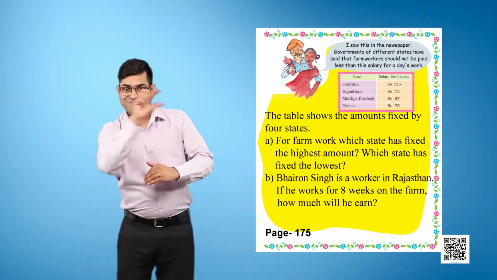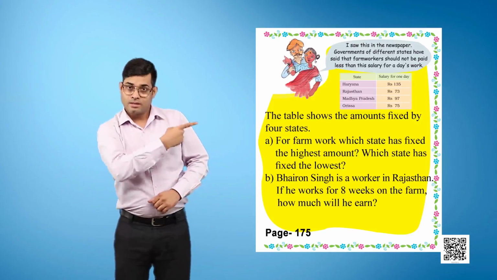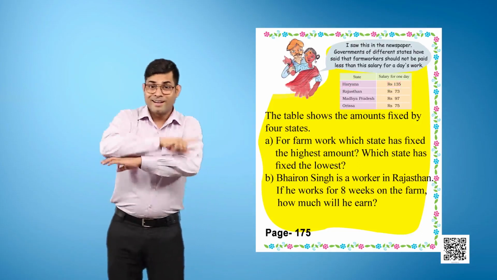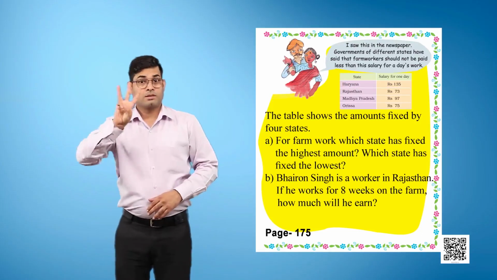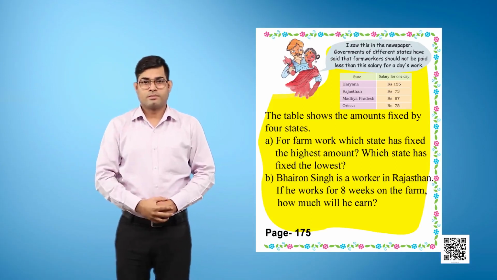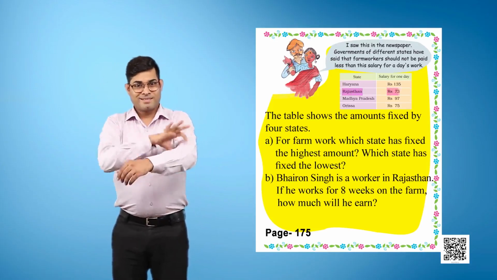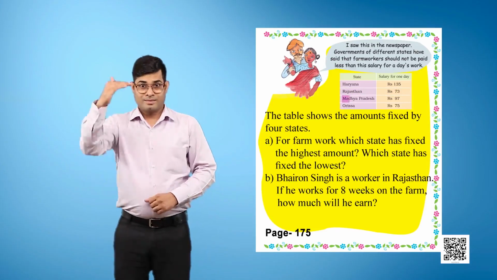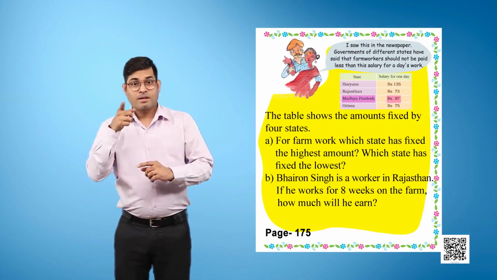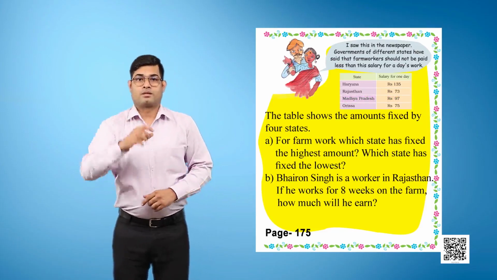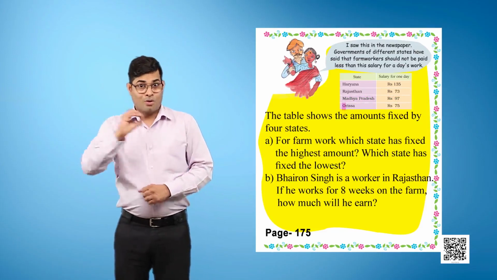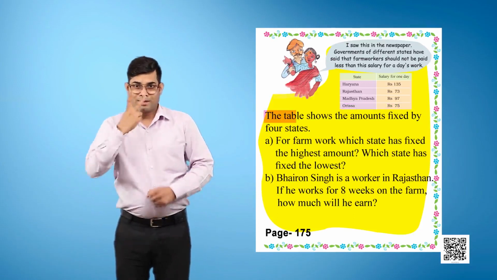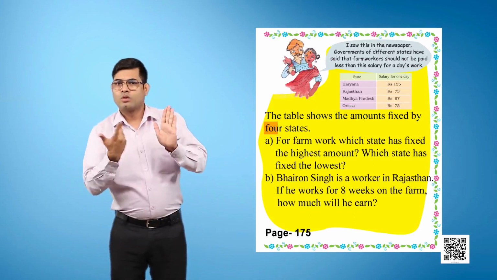Let's read the table row-wise. Haryana, rupees 135. Rajasthan, rupees 73. Madhya Pradesh, rupees 97. And Orissa, rupees 75. The table shows the amounts fixed by 4 states.